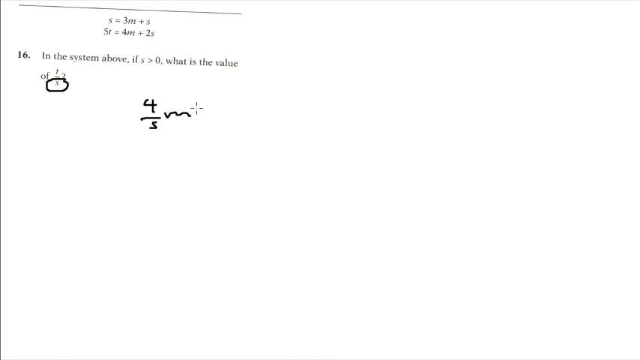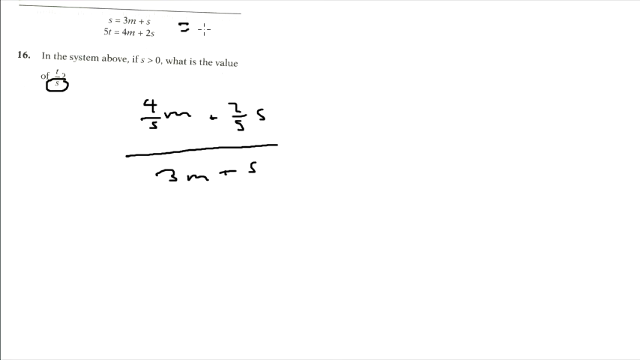So 4/5 m plus 2/5 s is t, right? Really here I just took the 5 and divided it out. All of that divided by 3m plus s, which is not particularly helpful.